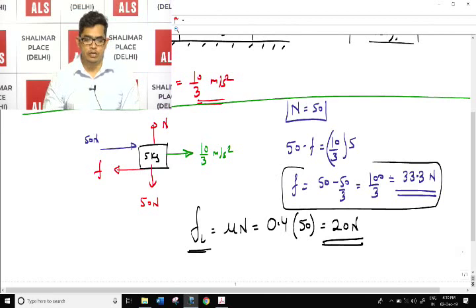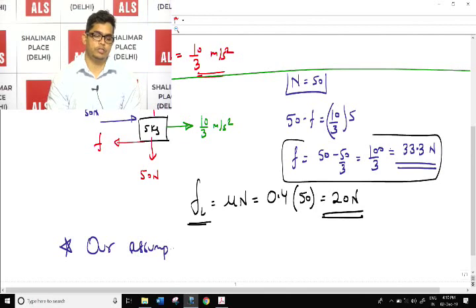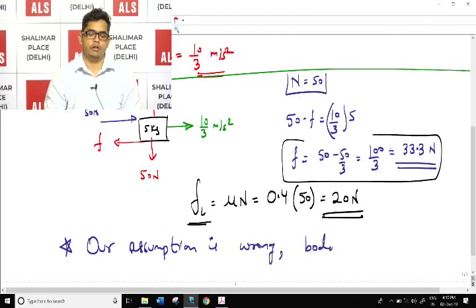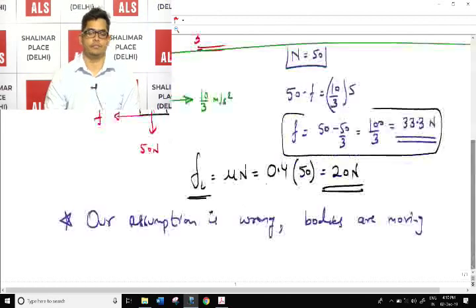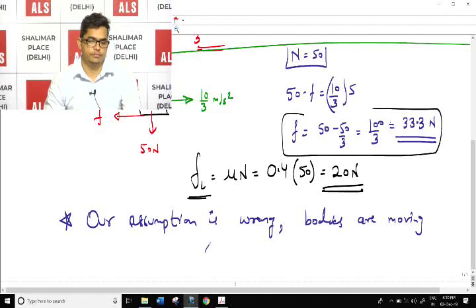It means we cannot have this motion. Friction cannot support this motion. So I will say our assumption is wrong. Bodies are moving independently, or you can say separately.